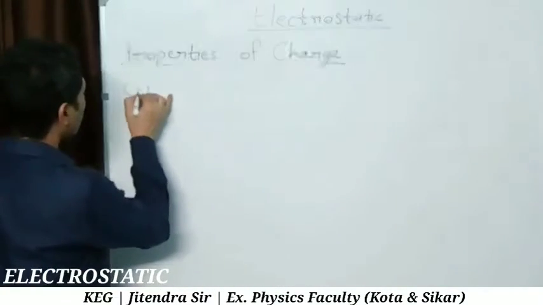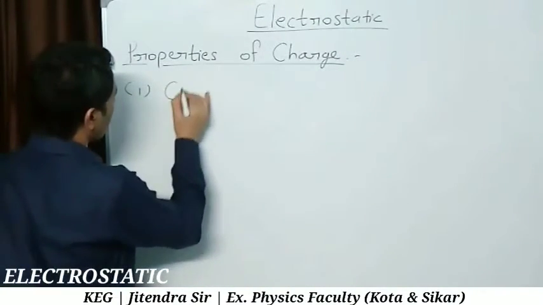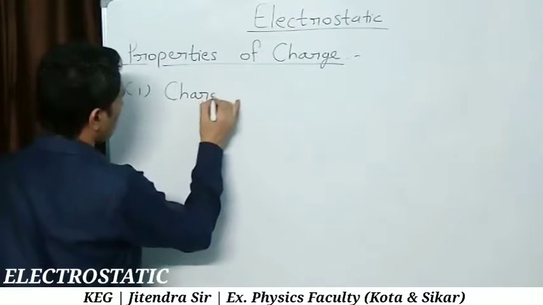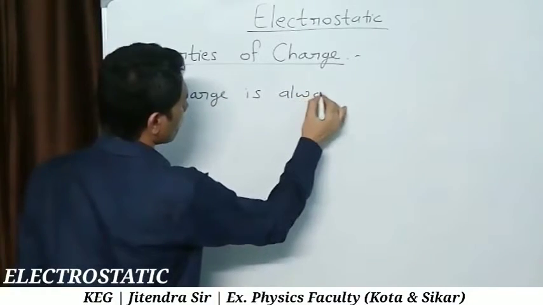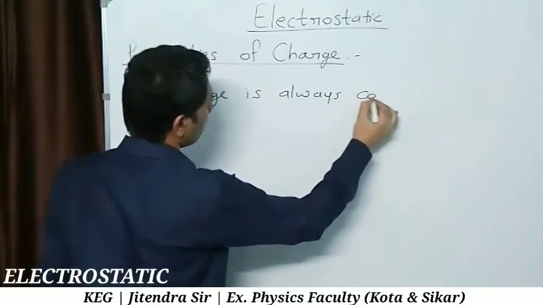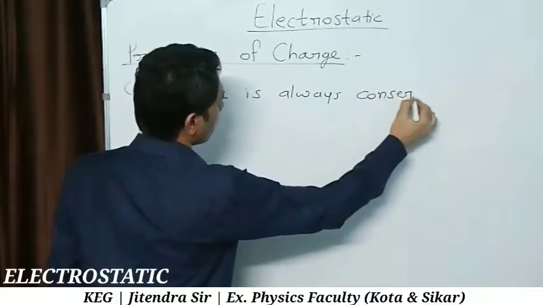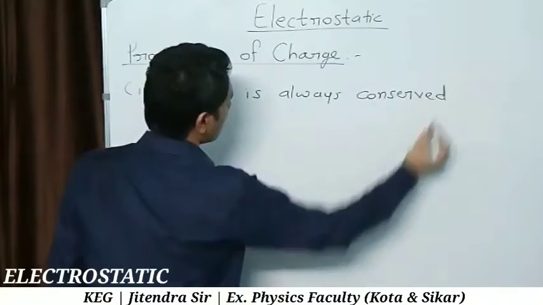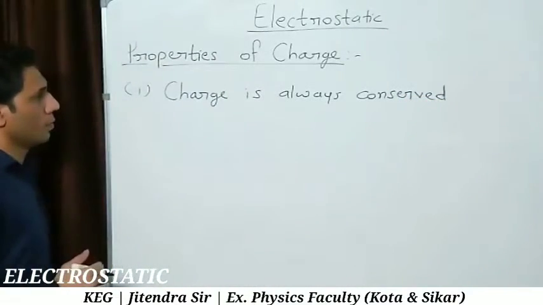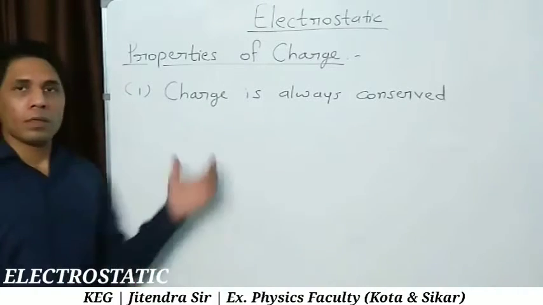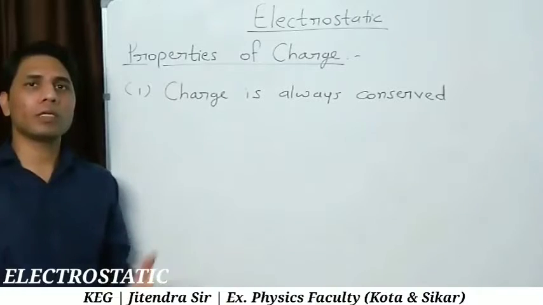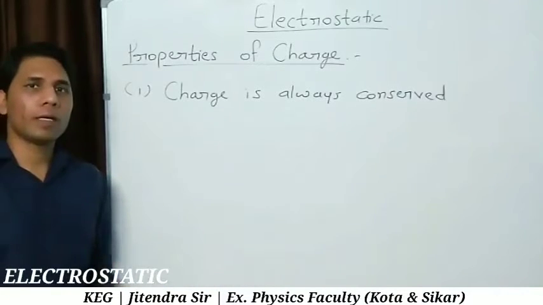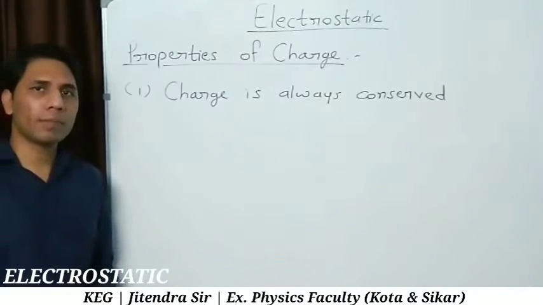The first property of charge is that charge is always conserved. Charge is always conserved. So this is the first property of charge. But how is charge always conserved? To understand it, I am taking an example here.